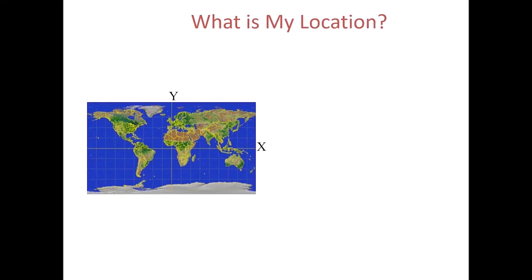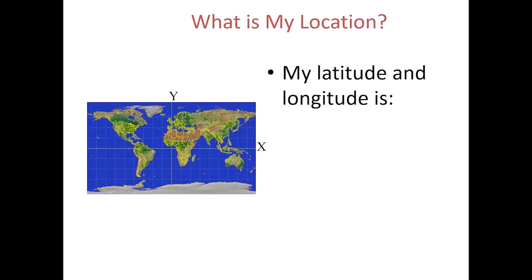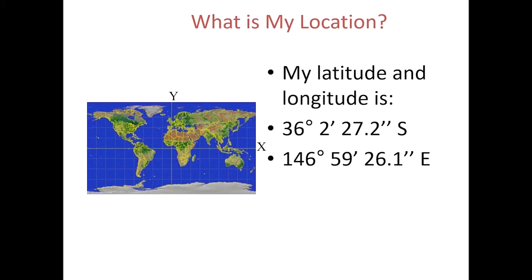Okay, so what is my location? Well, I'm just outside Albury, and so my location in latitude and longitude is 36 degrees, 2 minutes, 27.2 seconds south, and 146 degrees, 59 minutes, 26.1 seconds east. You always have to say south and east. You always put latitude first and then longitude.